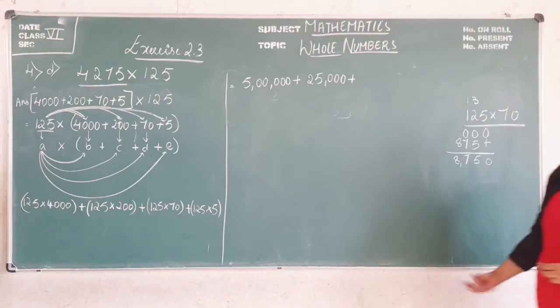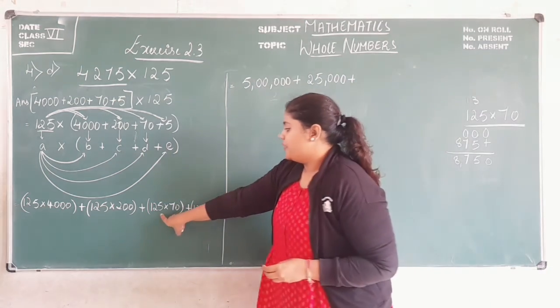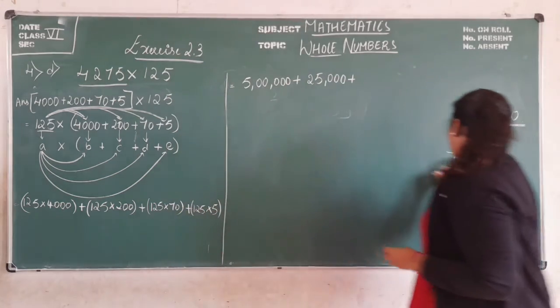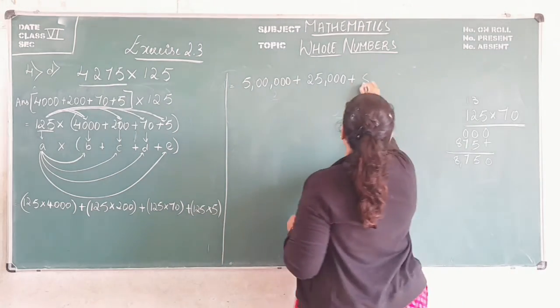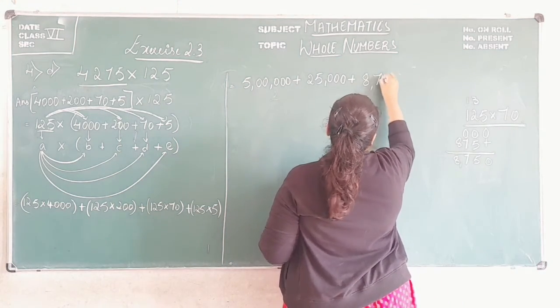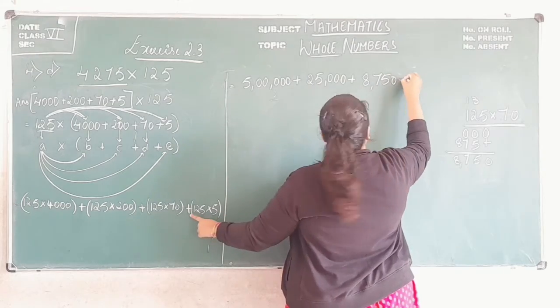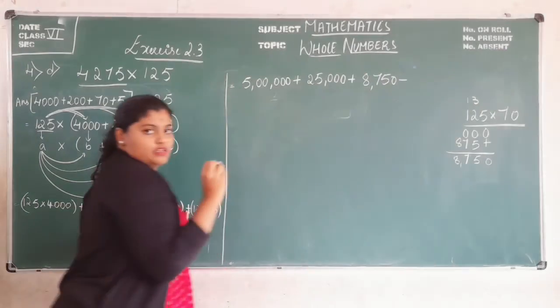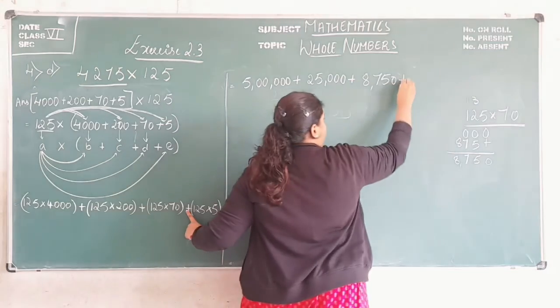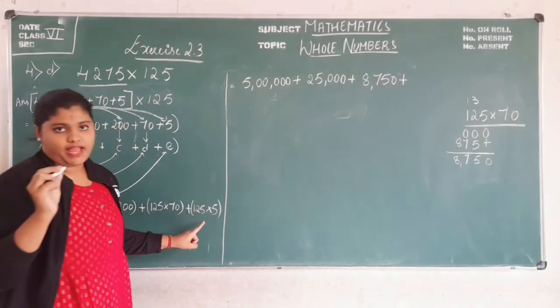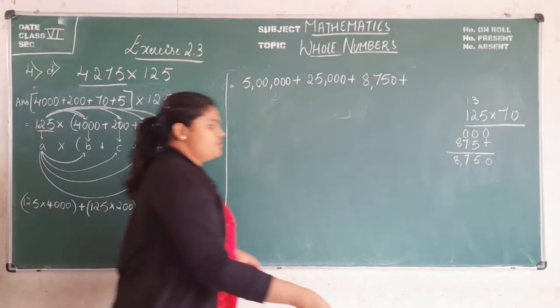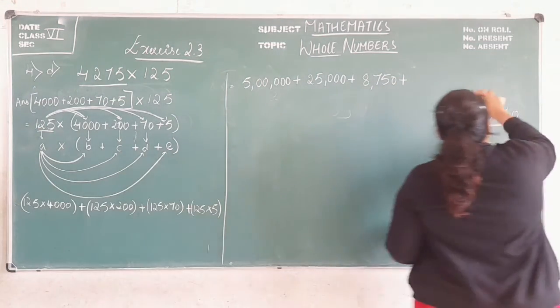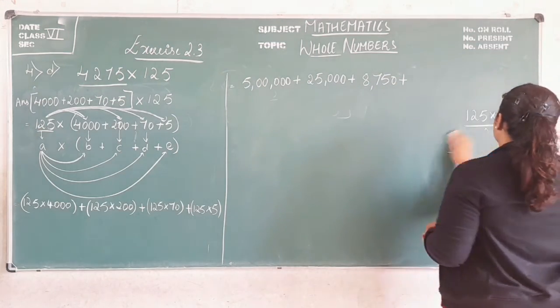When we multiply the third bracket, that is 125 into 70, I got 8,750. Next, we have a plus sign, so I am placing a plus sign now. Next, we have the fourth bracket. In the fourth bracket, we are having 125 into 5. So we have to multiply 125 into 5.